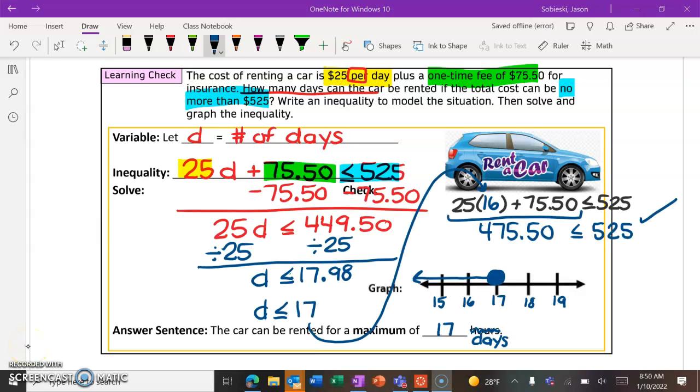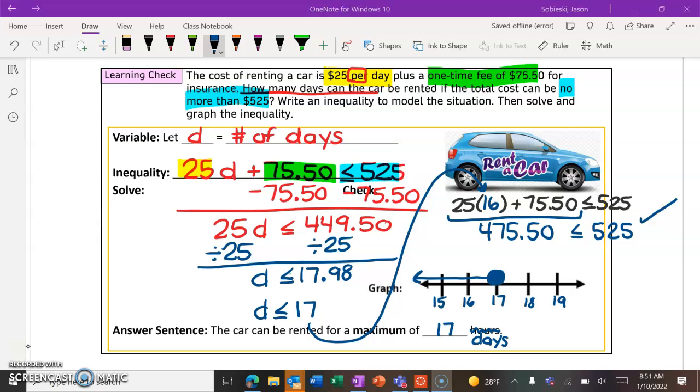All right, so take a look. Here are your 2 steps to solve. So if you solve this correctly, you should be getting D is less than or equal to 17.98. So the amount of days that you could rent the car has to be less than or equal to 17.98 days. So you can definitely have 0.98 of a day, right?